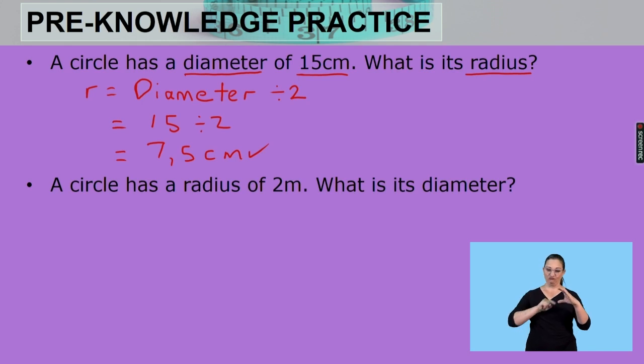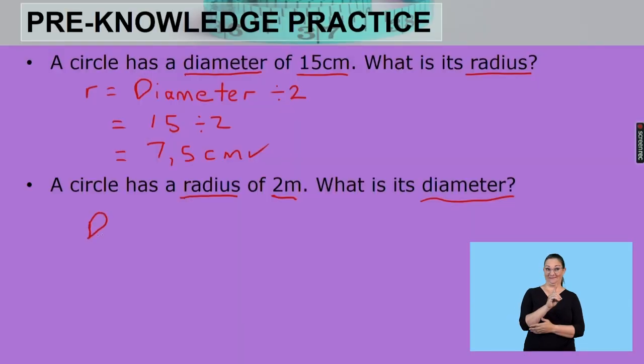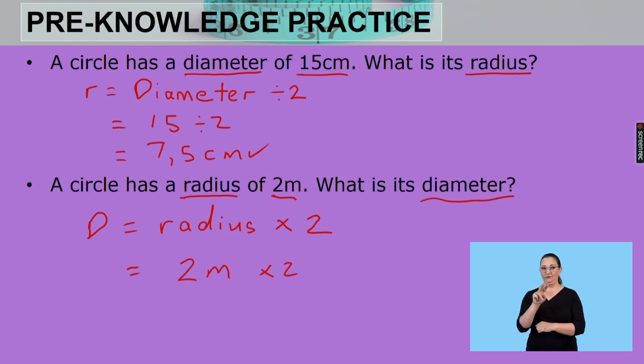A circle has a radius of 2 meters. What is the diameter this time? If I want the diameter, what do I need to do? I've got to take the radius, and this time, I've got to multiply it by 2. So 2 meters multiplied by this 2 here, and that gives me 4 meters for my diameter.